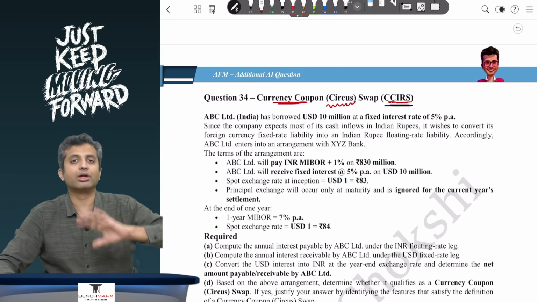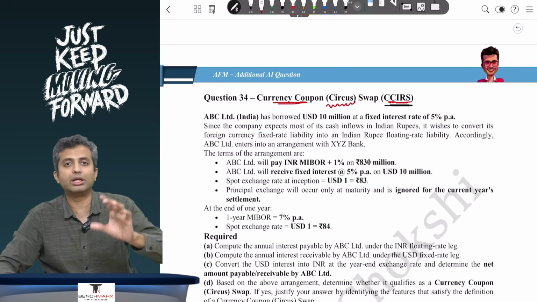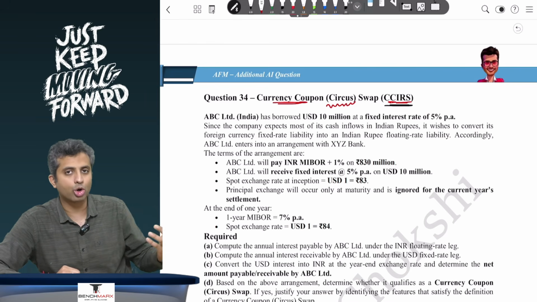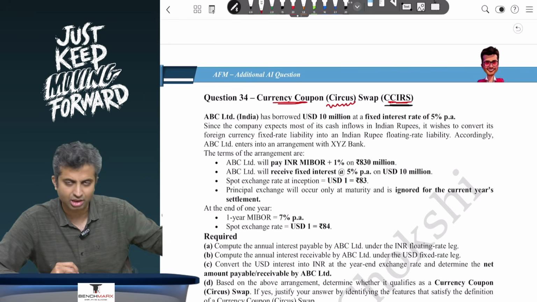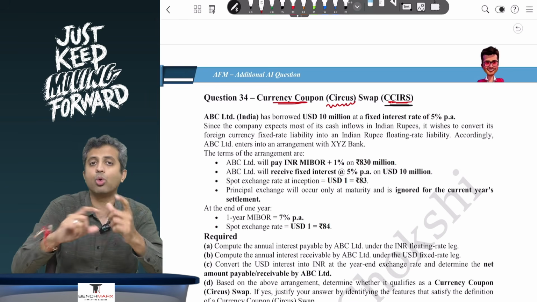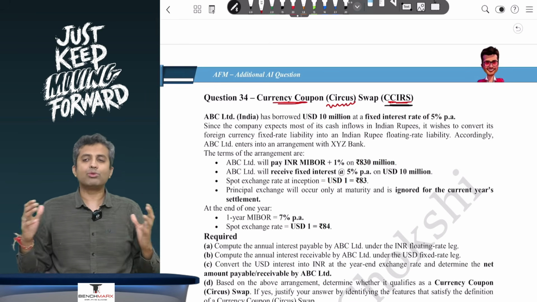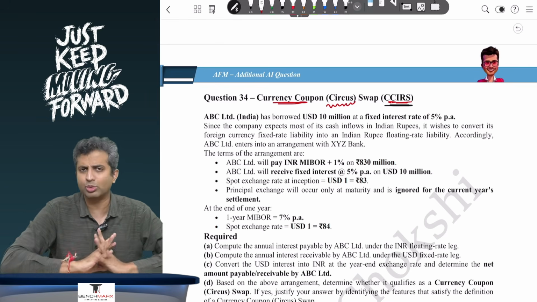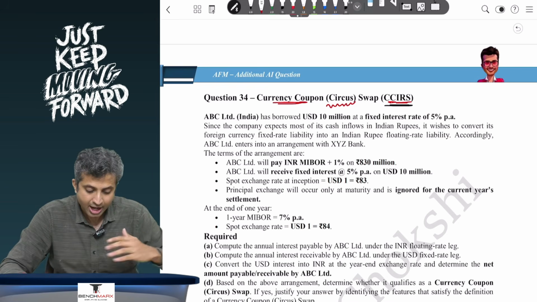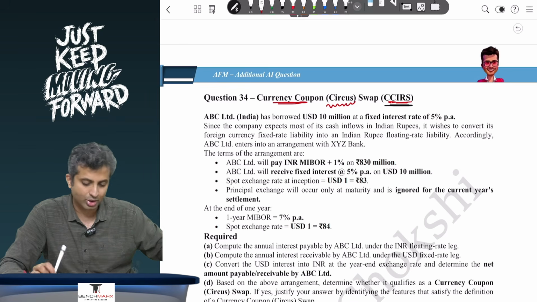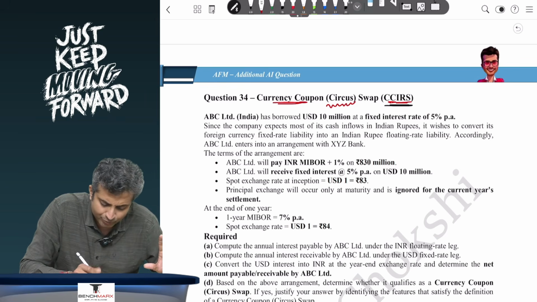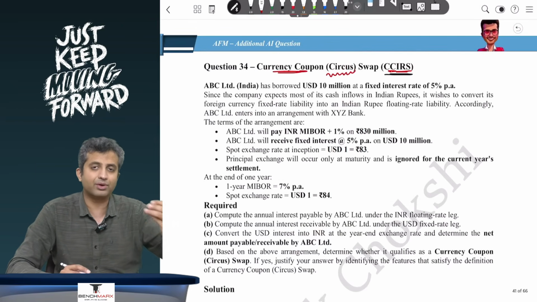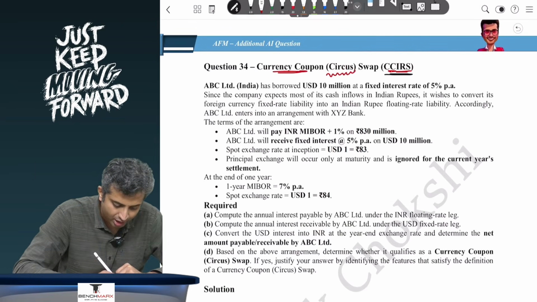Now, when you look at a CCIRS, or a currency coupon interest rate swap, one party wants a borrowing, for example, in another currency, and they want to swap it. So there will be a fixed/floating leg as well as a currency leg involved. Like for example, I may have borrowed in US dollars at a fixed rate. If I look at this question as a numerical, it is manageable. Just that if it comes as a CCIRS, you should not be surprised.